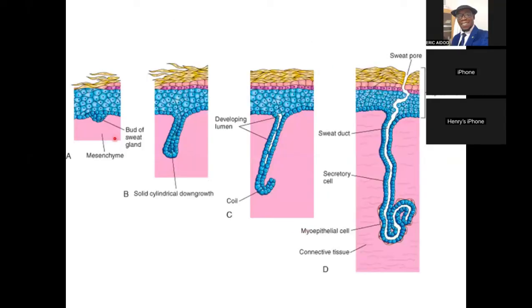So this is a summary of the sweat gland. That's the eccrine sweat gland, bud of sweat gland. Then it goes down and then it's starting to coil. Then you have the coiling there, and you can see that it opens straight onto the surface. Okay, so that will become the duct, sweat duct. And then you have the secretory portion. That's the myoepithelial cell, the specialized smooth muscle cells.